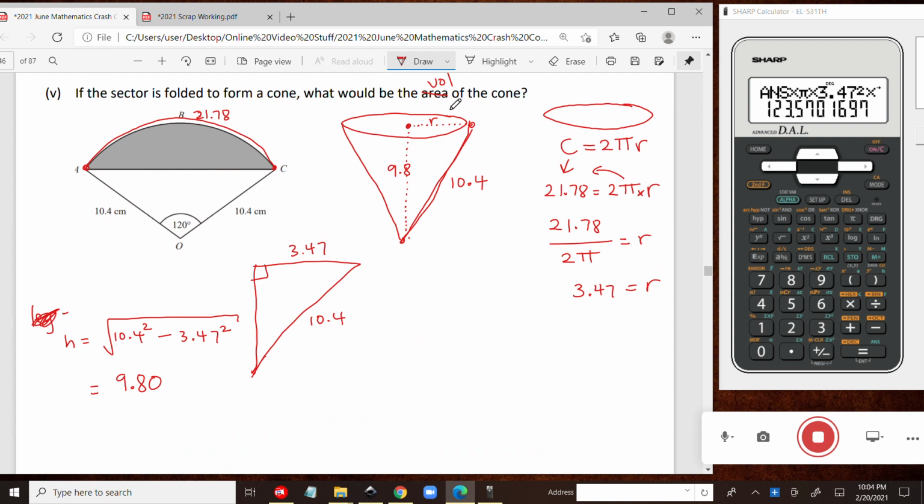I know some of you are probably really confused about how I know the circumference is 21.78. Once again, when you take a sector and you fold it to make a cone, the curved part becomes a full circle. And of course, the full circle will have the same length as the curved part here. So if you're not sure, rewind the video and watch it back again, especially those who are writing the paper through.